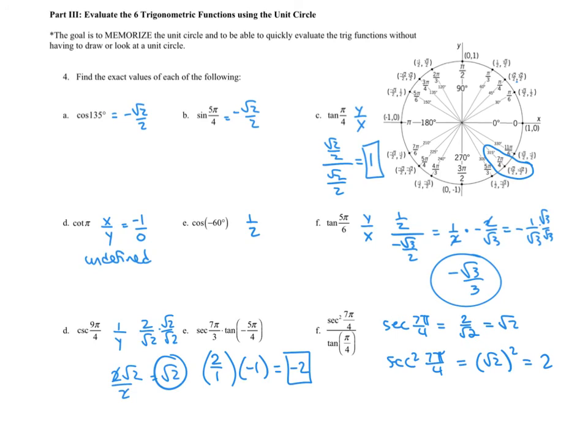And then tangent of pi over 4 is root 2 over 2 over root 2 over 2, which is 1. So we end up with 2 over 1, which is 2.